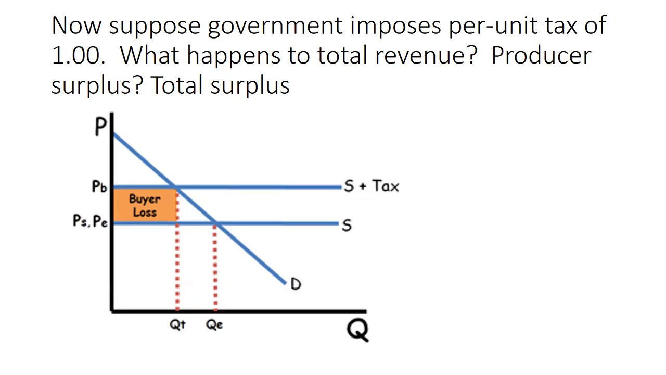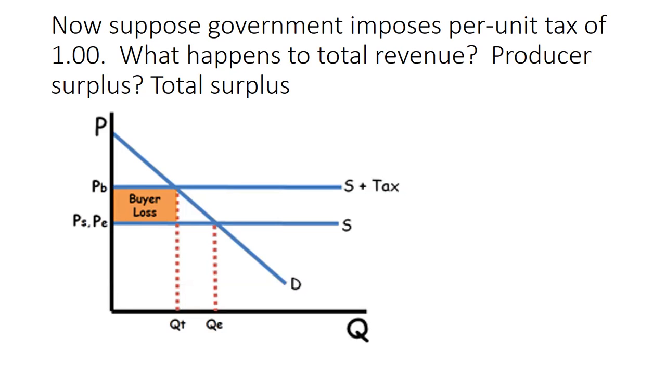Now, producer surplus is the same. If you look at PE, remember producer surplus is below the price and above supply. Well, the price and supply are the same, so there's no area below the price above supply. Producer surplus is zero in both situations. All right, so it stays the same.